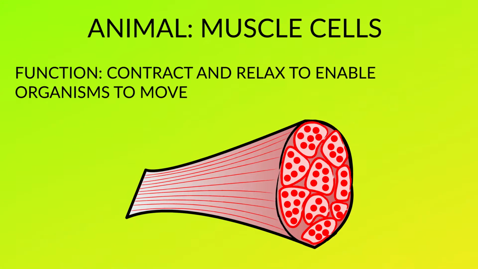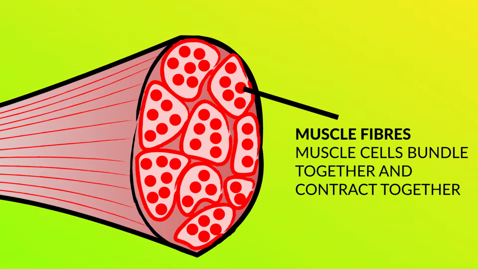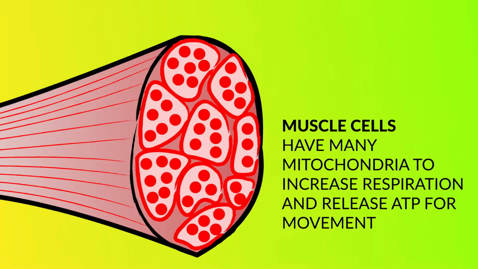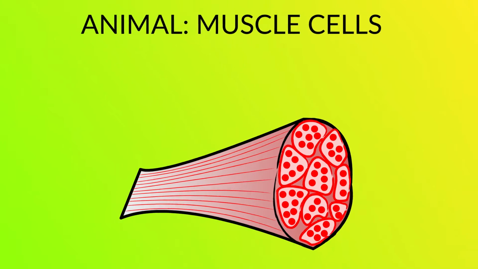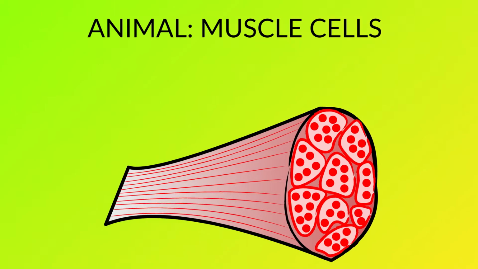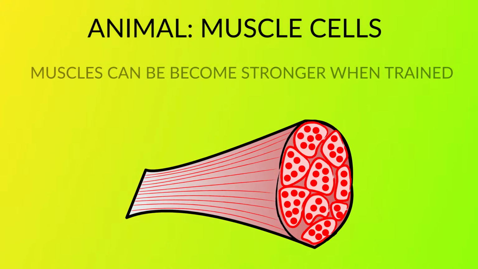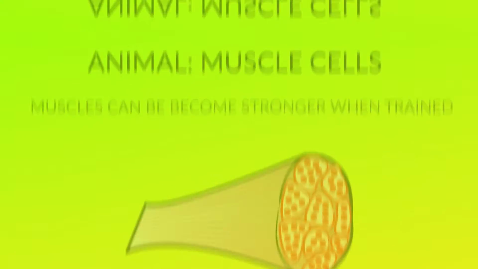A muscle cell's function is the ability to move using the energy from respiration. Many muscle cells are arranged in bundles, which work together as muscle fibres. Muscle cells have many mitochondria to release energy, which will be used to move the muscle fibres. Muscles can contract and relax, which is when they shorten and lengthen, which is how muscles allow organisms to move. Muscles can grow larger, thus becoming stronger when trained, which increases the chances of survival.